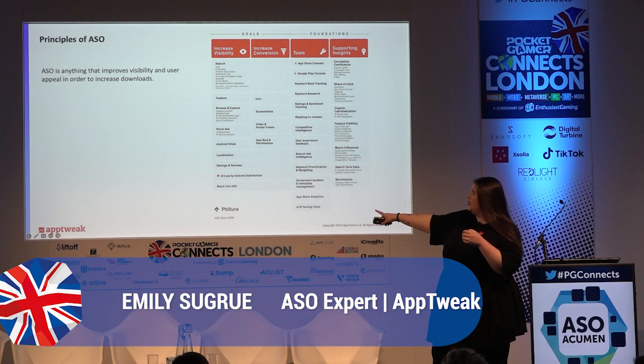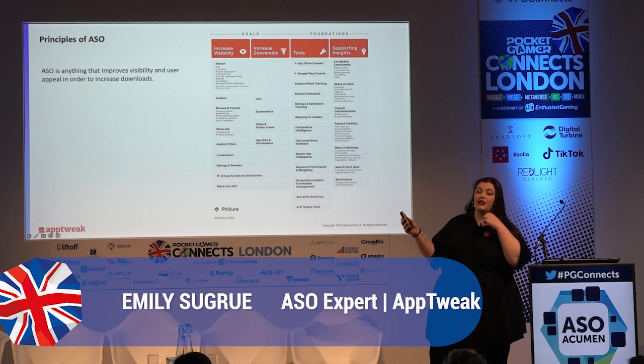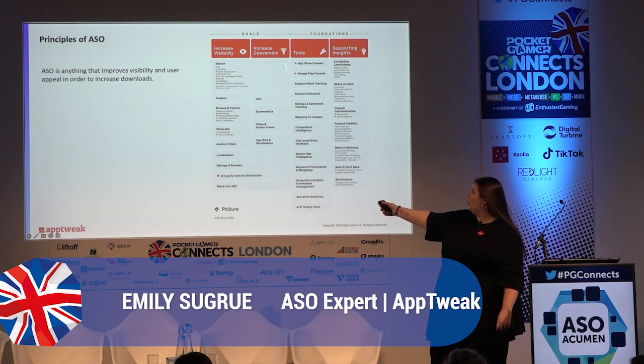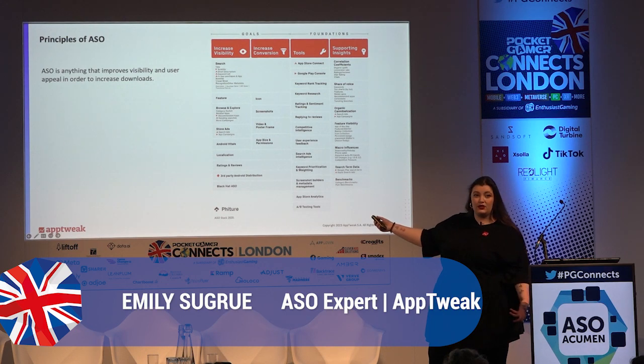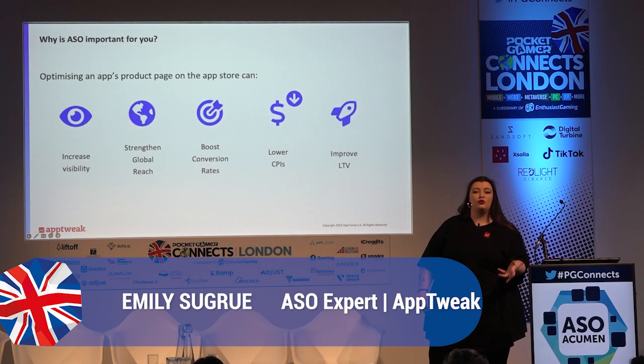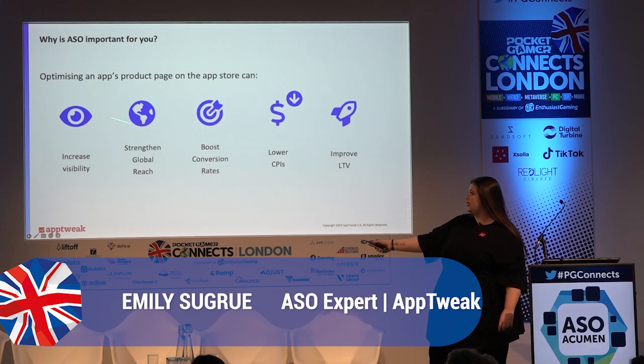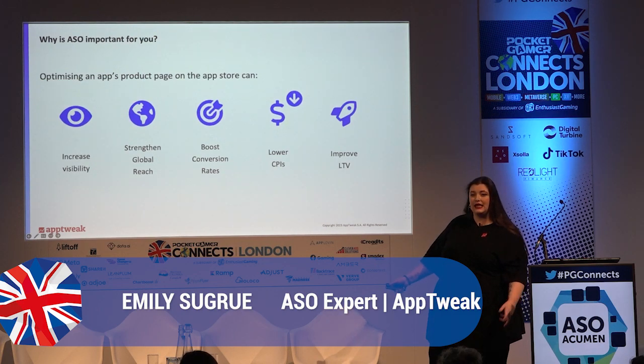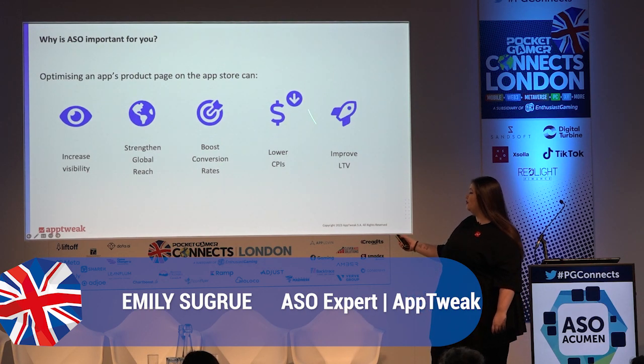And our partners at Feature a couple of years ago came up with this ASO stack. And you can see here that, yeah, you have up here your keywords, your keyword optimizations, things like that. But also you have things like creatives, and you have ads, ASA, which is really important, and reviews and ratings as well. Cool. Okay, so why is ASO important for you? Why should you be doing ASO? Well, first of all, you get to increase your visibility. The next thing you get to do is strengthen your global reach through things like localization. You can boost conversion rates and then lower CPIs, which is obviously really important. And then that all improves your lifetime value.